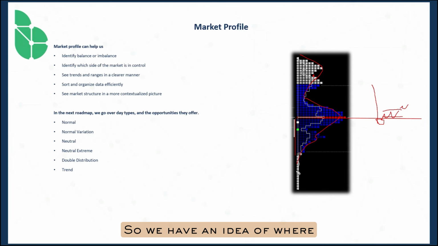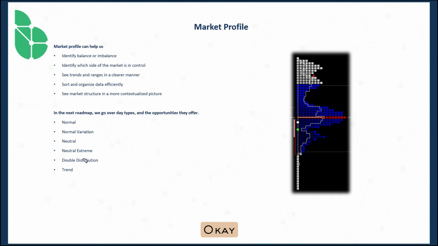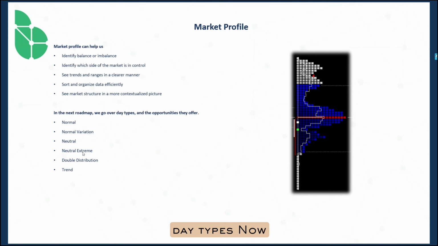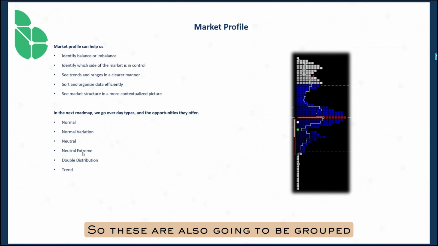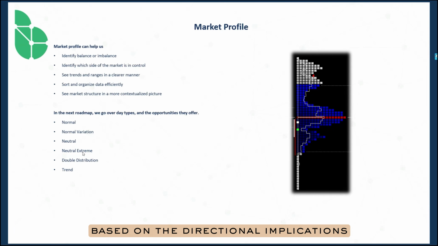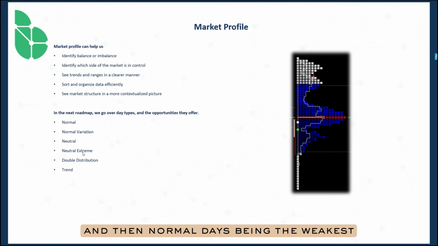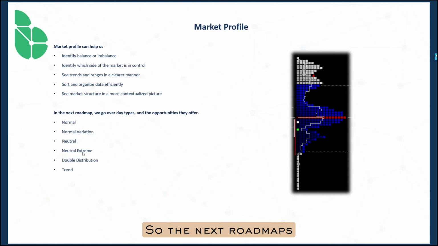So we have an idea of where the market spent the most amount of time, okay? Now in the next roadmap, we're going to go over day types, okay? So there's plenty of different day types. Now, the main ones are going to be normal, normal variation, neutral, neutral extreme, and double distribution, and lastly, a trending day type, okay? So these are also going to be grouped based on the directional implications, right? So rather, they're going to be rated based on how strong these are directionally, okay? So a trending day is obviously the strongest, okay, and then you have neutral and then normal days being the weakest.